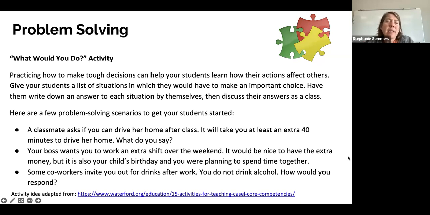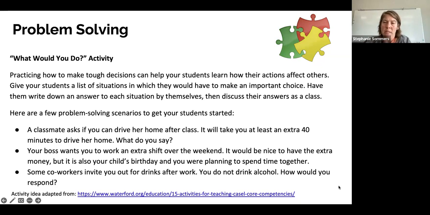A classmate asks if you can drive her home after class. It will take you at least an extra 40 minutes to drive her home. What do you say? Your boss wants you to work an extra shift over the weekend. It would be nice to have the extra money, but it is also your child's birthday and you were planning to spend time together. What would you say? Some coworkers invite you out for drinks after work. You do not drink alcohol.